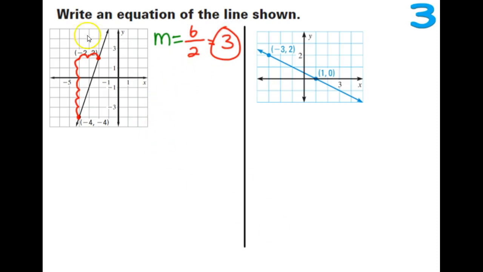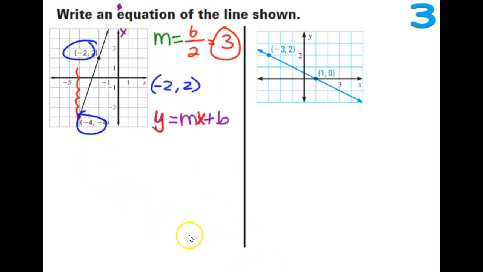And then, just like we did before, we can't see where this is going to cross the y-axis. It's going to be up here somewhere, but we can't guess what that is. Instead, we're going to use our equation, y equals mx plus b, and plug in a point for x and y, and our slope to find b. So it doesn't matter which point you use. I'm going to use this one up here because there are more positive numbers. So I'm going to use this point, negative 2, 2. But if you want to use this point, you'll get the same answer.